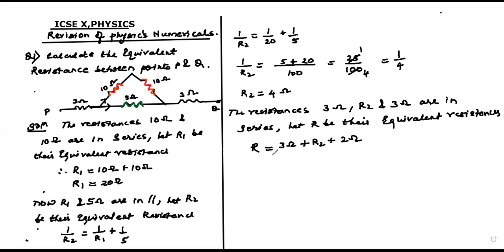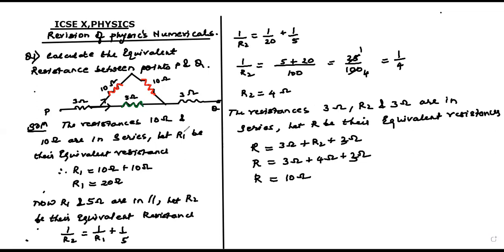Now, what is R2, children? 4. So, 3 ohm plus 4 ohm plus 2 ohm. How much will you get, children? Sorry, this is also 3 ohm. I'm so sorry. So, R is equal to 3 ohm plus 4 ohm plus 3 ohm. How much is that? 10 ohm.